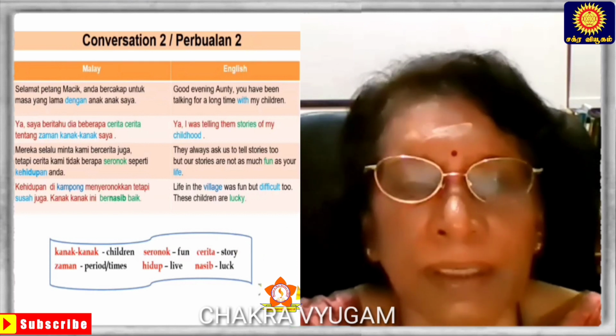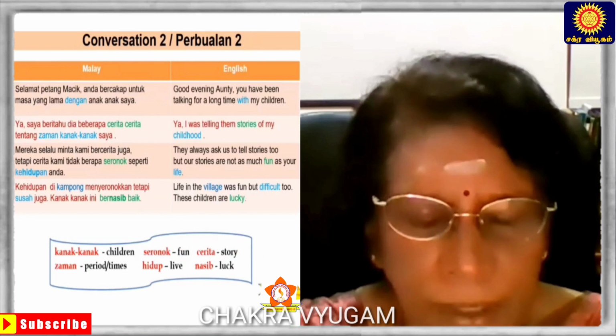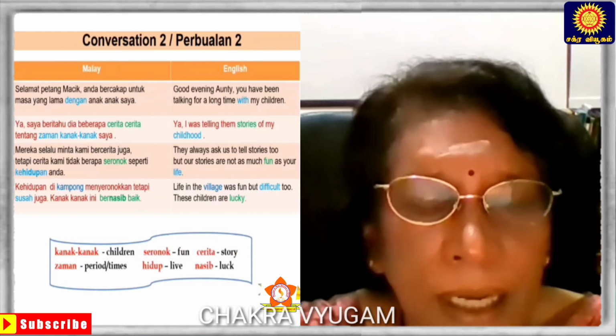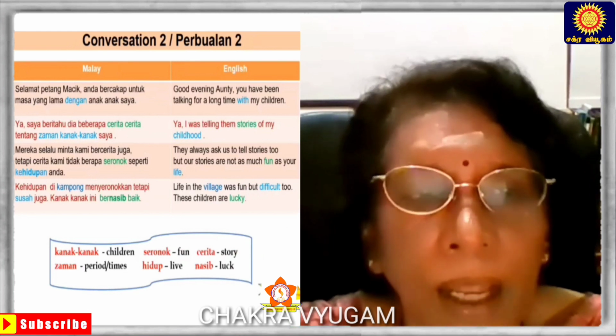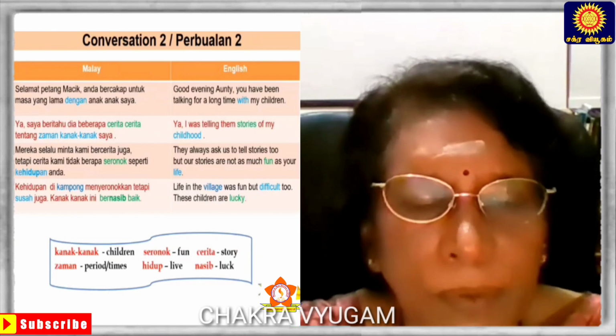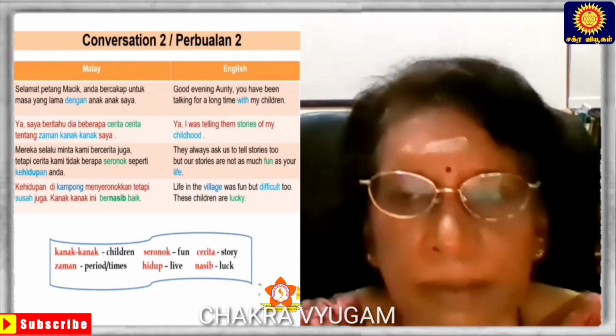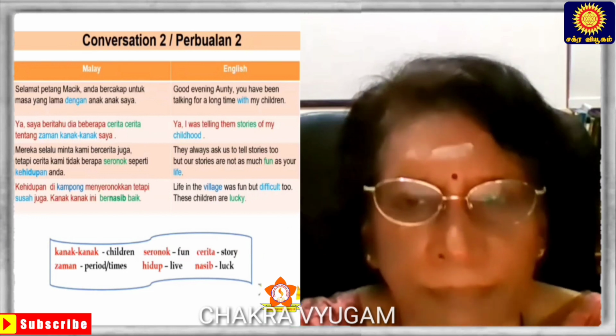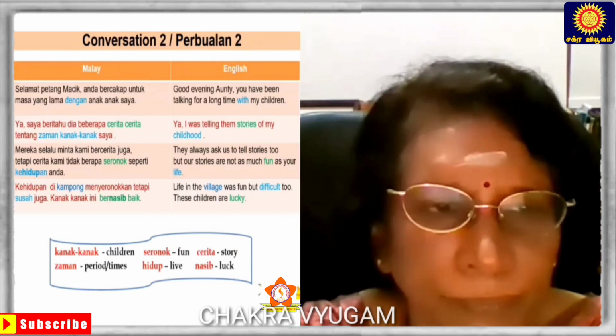But bercakap is more grammatically correct. So the ber makes it grammatically correct. Untuk masa yang lama, for a long time. Lama is long, masa is time. So bercakap untuk masa yang lama. We have been talking for a long time. Next.